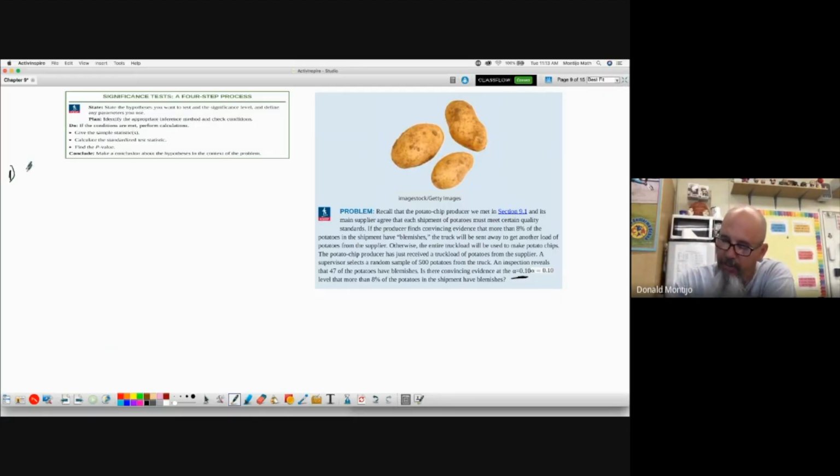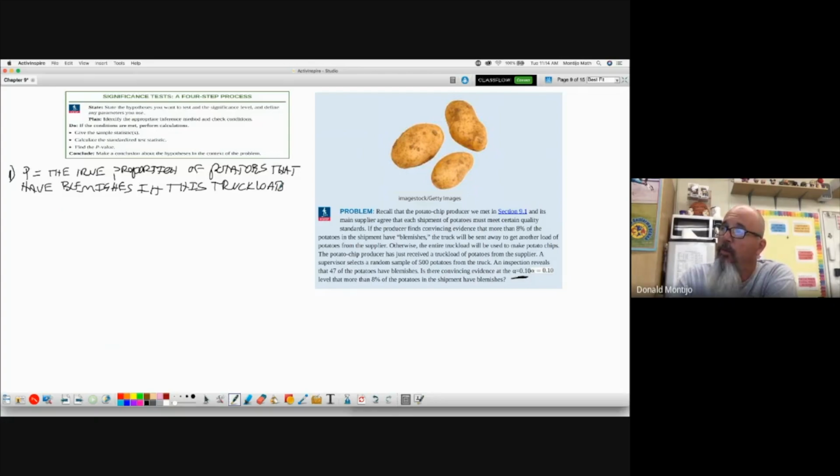So in this case, p is the true proportion of potatoes that have blemishes in this truckload. Still not done with step one because I haven't written my null and alternative.